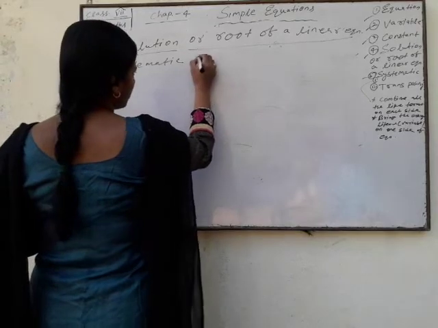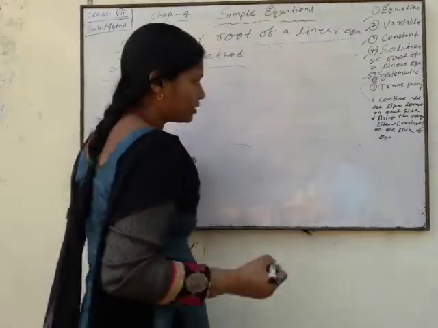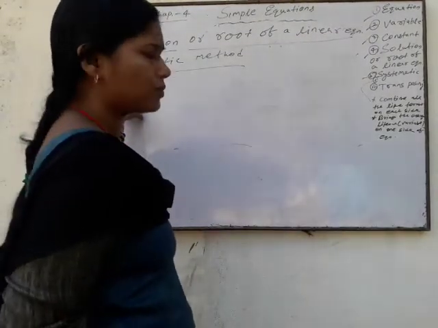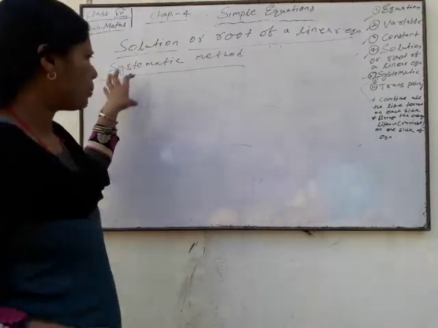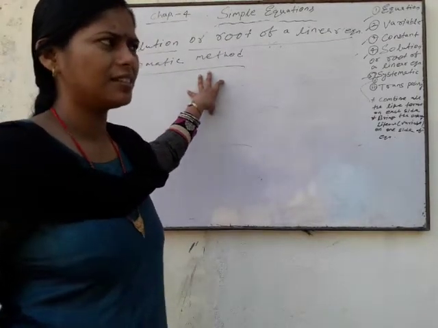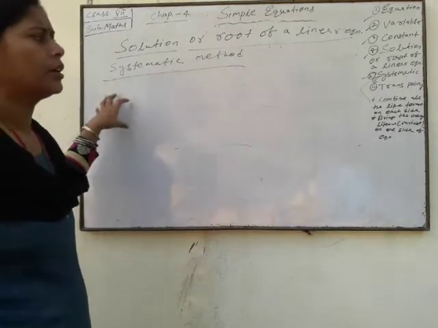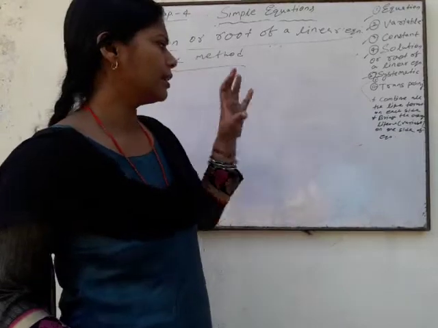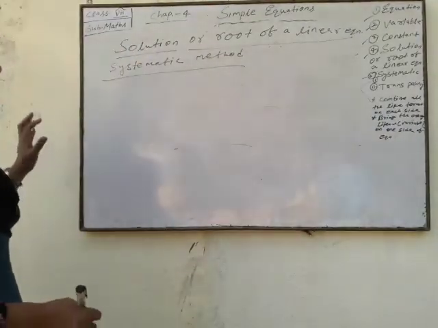Systematic method means what? Systematic method means first we combine all the like terms on each side of the equation. First, combine all the like terms on each side of an equation. Then the second point is to bring the unknown variable on one side of an equation.